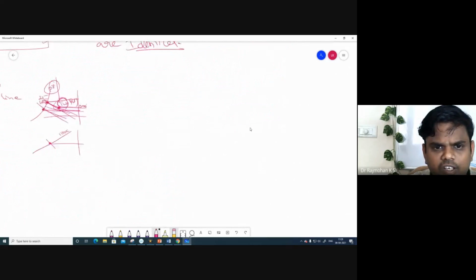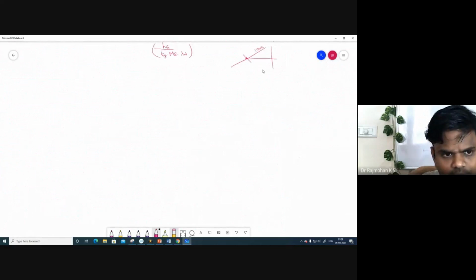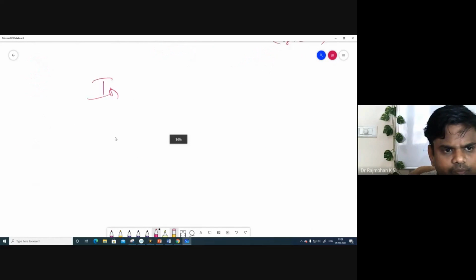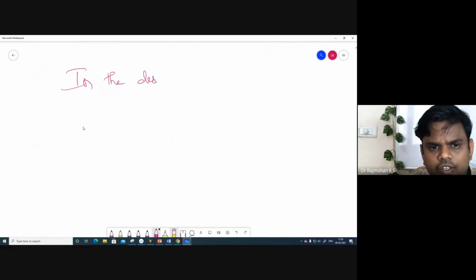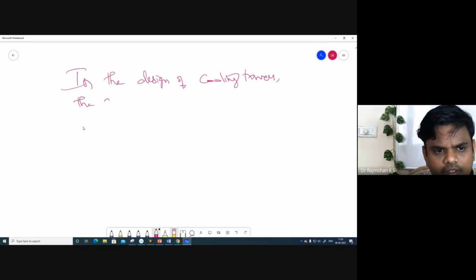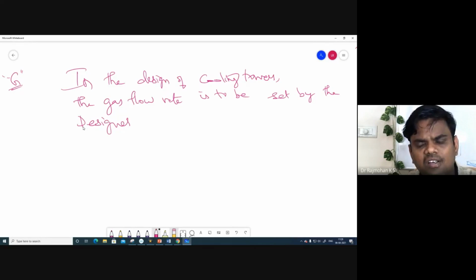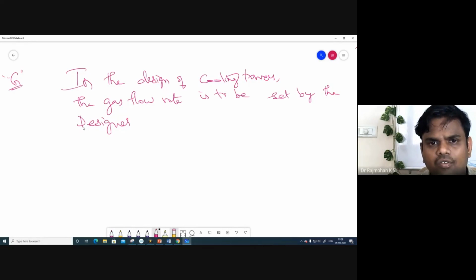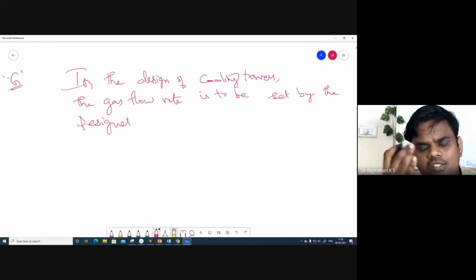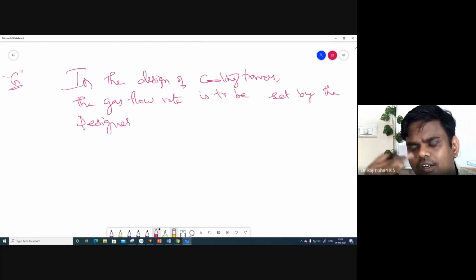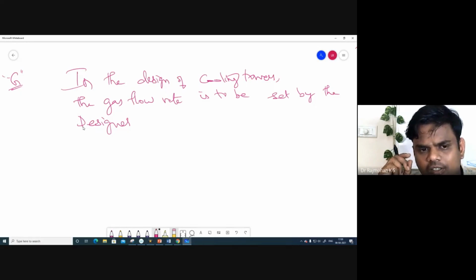Now in the design of cooling towers, the gas flow rate, we have seen the G coming into the picture, right? The gas flow rate is to be set by the designers. So remember, the performance of any cooling tower depends upon the gas flow rate. Because if you have a very high gas flow rate, water loss may be more, and if you have very low gas flow rates, we may need infinite height of the tower. The height of the tower required may be very high. So that way we have to identify what is the minimum gas flow rate and what is the optimum gas flow rate. Okay, so that's what we will explain now.